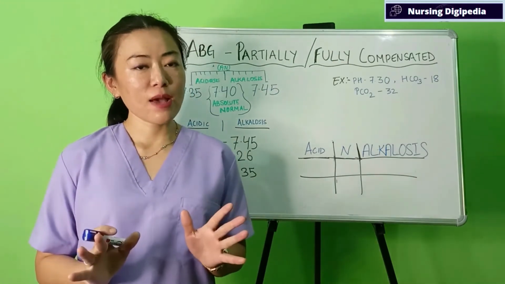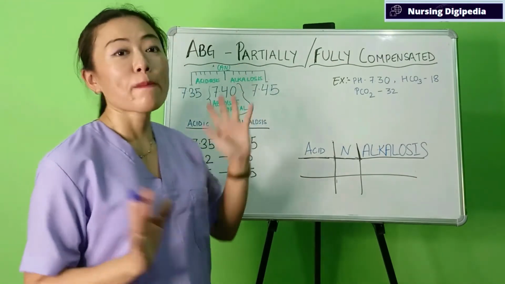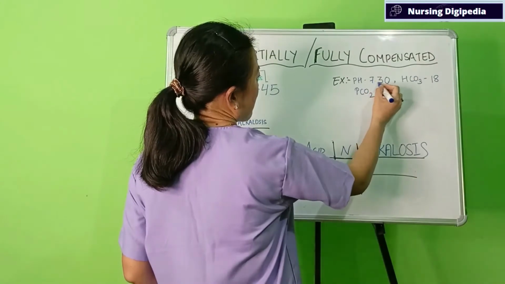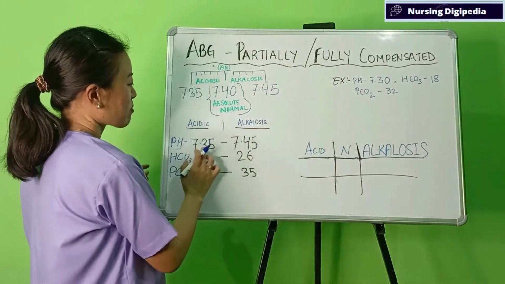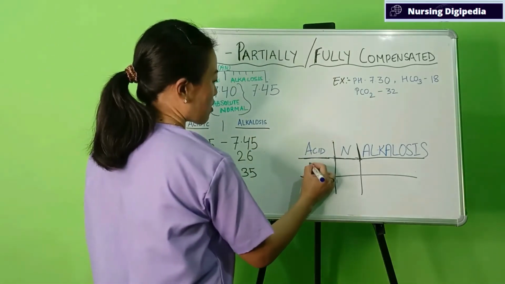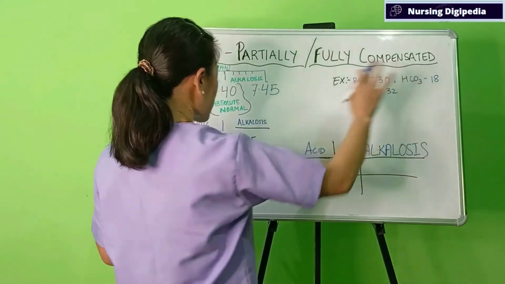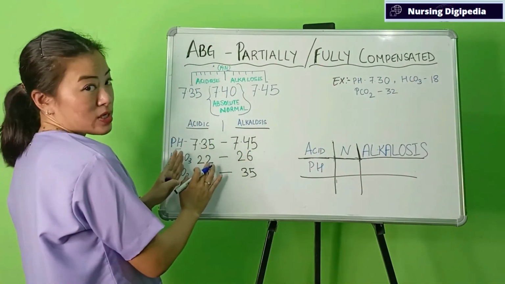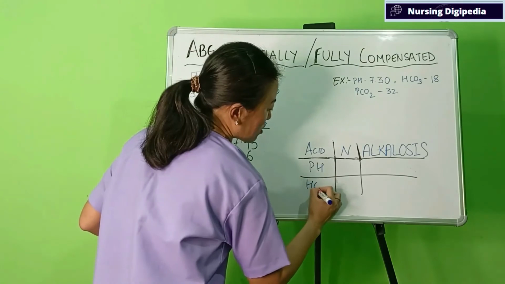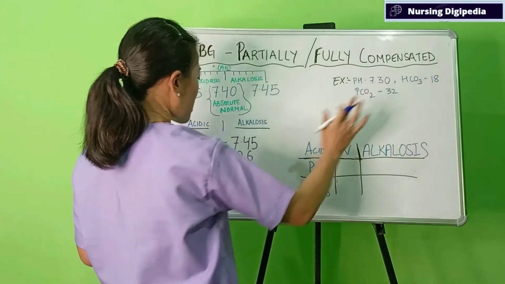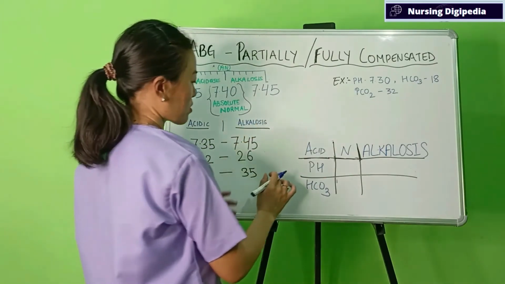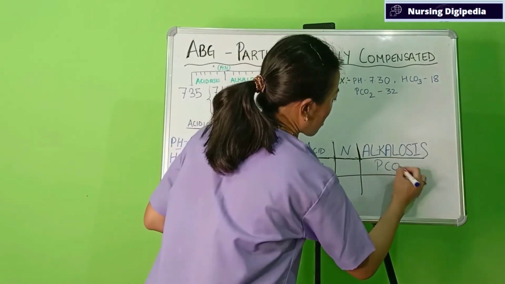So let's take an example and learn how to conclude partially compensated. We have an example where pH is 7.30, which is below 7.35, that falls in the acidotic column, so we are writing pH in the acidotic column. Bicarbonate is 18, which is below 22, that means it's in the acidotic column, so we are writing bicarbonate also in the acidotic column. PCO2 is 32, which is below 35, so it comes in the alkalotic column.